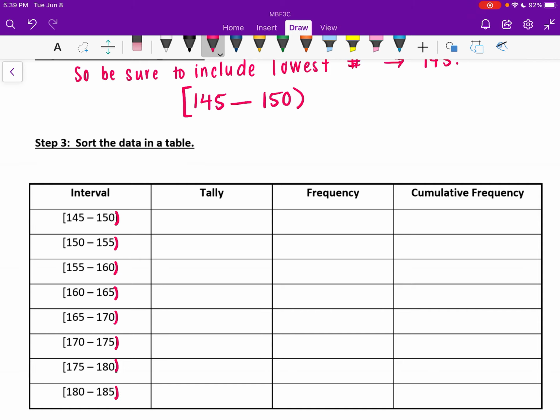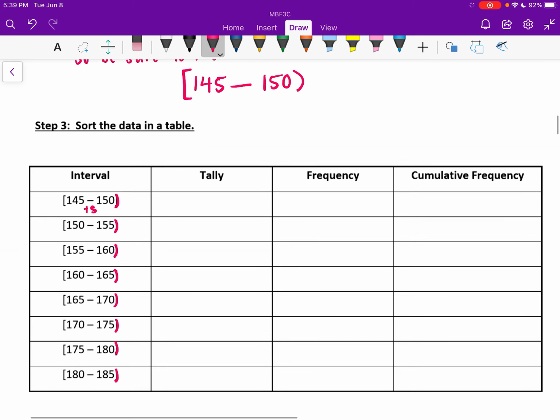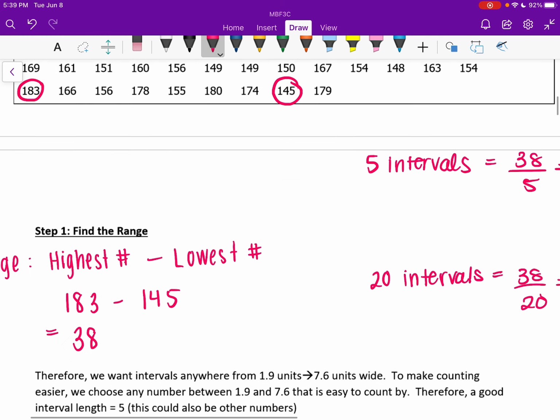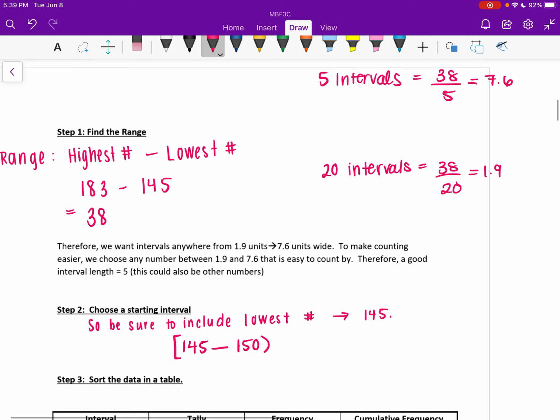Our first interval is 145 to 150, and then our next interval is 150 to 155, then 155 to 160, right? Notice how we're just adding 5 plus 5 plus 5 to each interval to get the intervals, all the way up to 185. We know our biggest number is 183, so that includes everything that we need, right? So then we can go back to this height data that we have and start tallying it up.